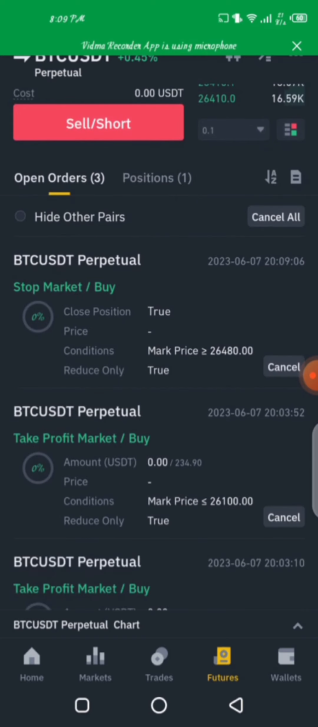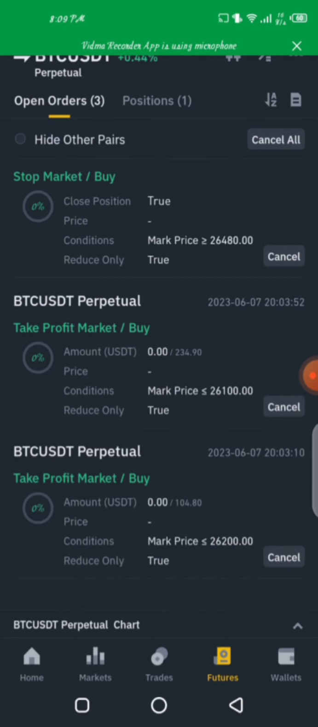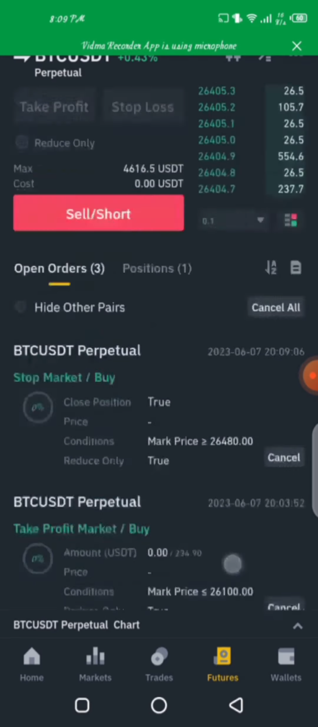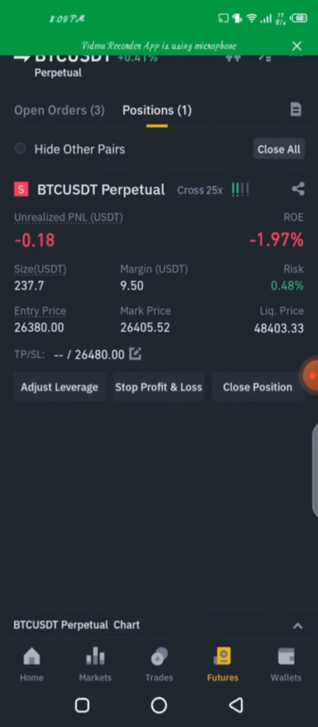If you come here, this is the stop market order. 26,480, take profit 26,100, take profit 26,200. Finish. And you allow the trade to play out. You can just keep your phone or gadget and go and do whatever you want to do. And make sure you're always on your Telegram, because I'm going to be updating the situation of the market. So that is how it is.